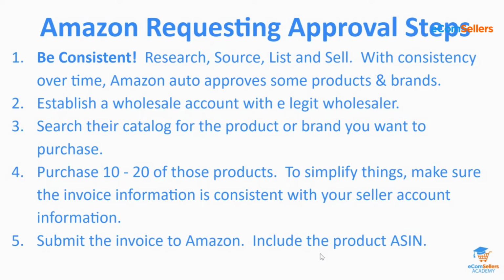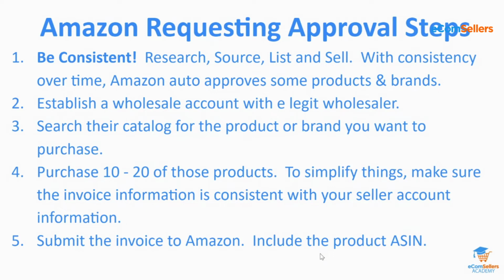Then step 5 of this process is, once you have the legitimate invoice from that distributor or wholesaler, you're going to submit that invoice, include the ASIN for the product that you're working to get approved on, and wait for Amazon's response. You're going to log into your back office, upload that specific invoice or purchase order to Amazon, and then wait for them to say yay or nay. And that's it. That is the process.